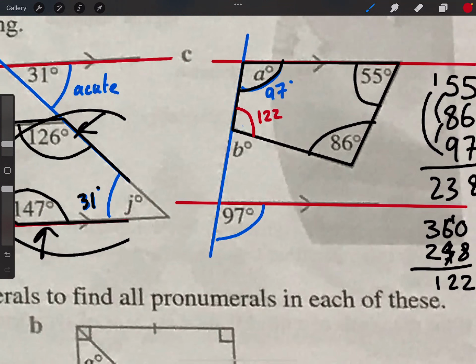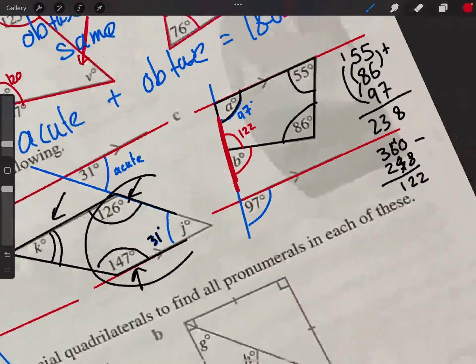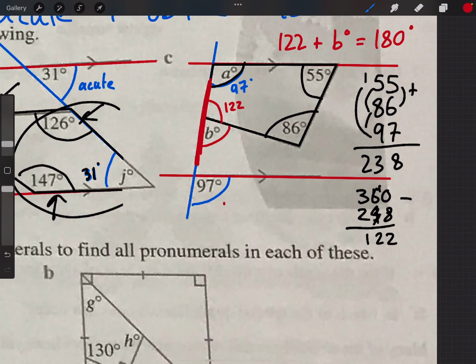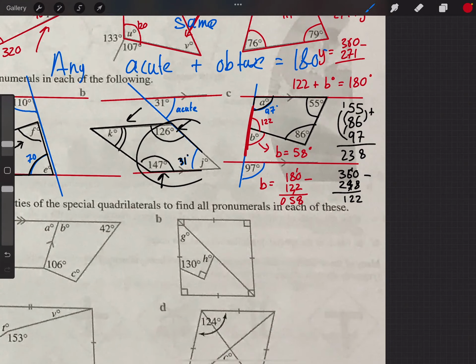Okay, now we know that that angle plus this angle, angle B, is going to make a straight line, which means that this is 180 degrees. So 122 plus angle B is equal to 180 degrees. To find angle B, we just do a subtraction. B equals 180 take away 122. This will be 8, this will be 5, so this will be 0. So 58 degrees, B is equal to 58 degrees. Hope that makes sense.